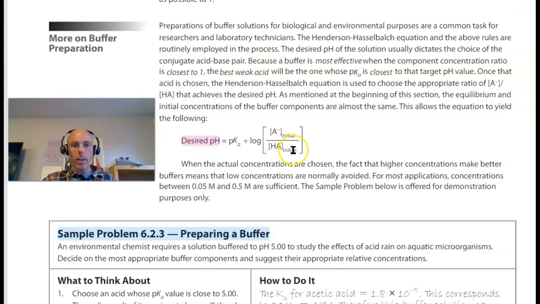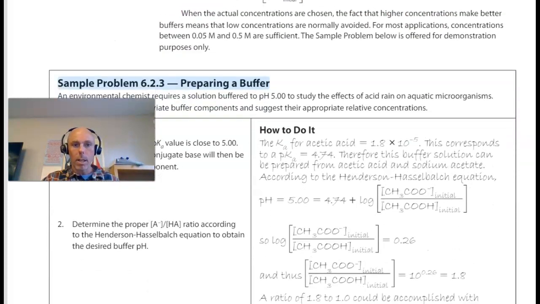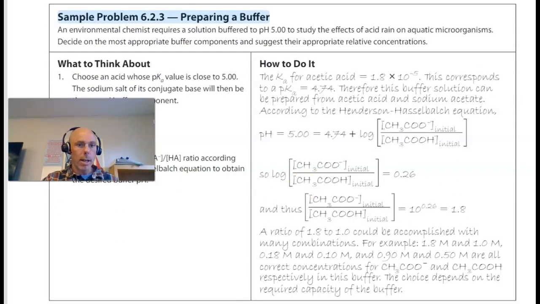All right, so the last thing we're going to look at is a sample problem where we figure out what it'll take to prepare a buffer with a desired pH. We use the Henderson-Hasselbalch equation for it. The pH in Henderson-Hasselbalch gets substituted for desired pH, and then I'll tell you what else to do as we look at this sample problem on the page that is just after the one we were just looking at.